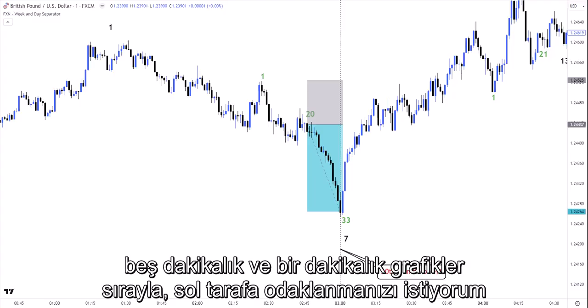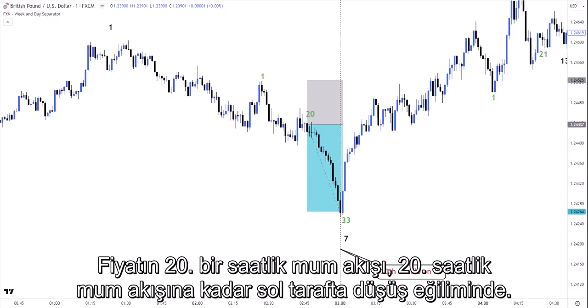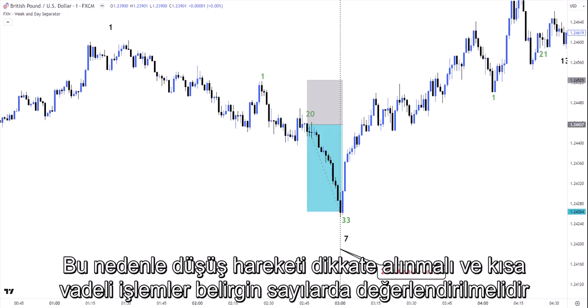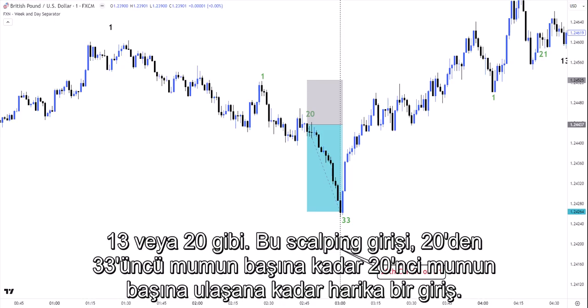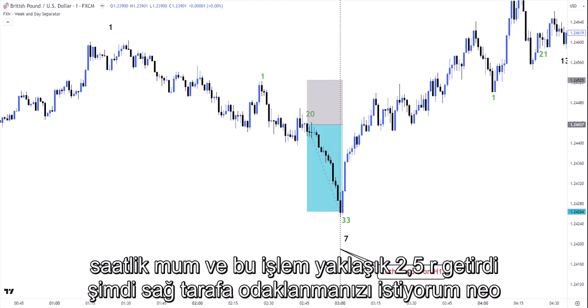I want you to focus on the left-hand side before the 20th 1-hour candle. Flow of the price is bearish on the left-hand side until what? Until 20th hour candle. So bearish movement should be considered, and short trades should be considered at obvious numbers like 13 or 20. This scalping entry is a great entry from 20 to 33rd candle until we reach 20th on 1-hour candle. And this trade yielded about 2.5 R.